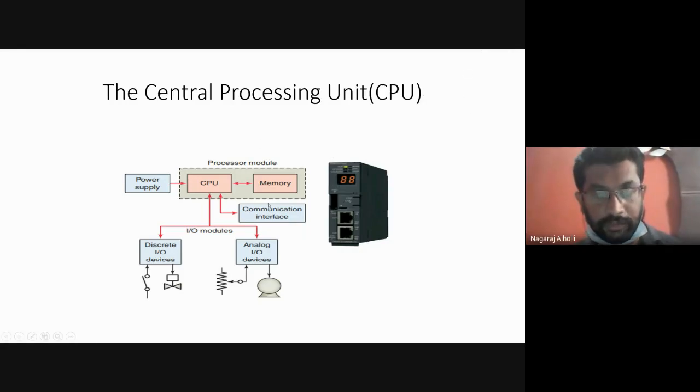IO modules are connected to the CPU. These are of two types, discrete IO devices and analog IO devices. Remember students, IO modules are of two types. One is the analog IO module, which has a continuous analog signal. It is meant only for analog signals, and discrete IO devices are for discrete or digital signals.